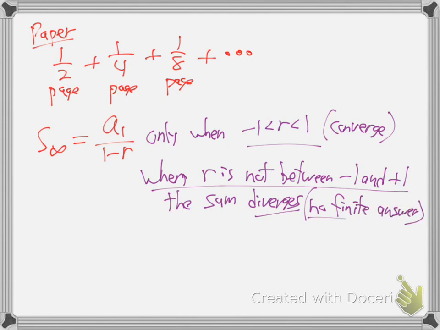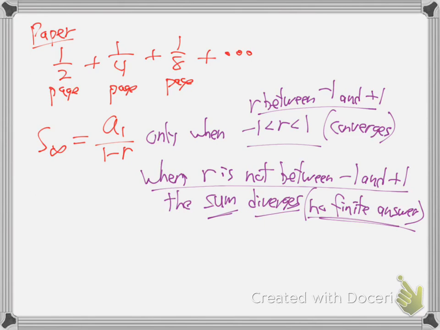So this is a tricky formula. It's not hard to use, but you've got to remember to only use it when R is between -1 and +1. So if our answer falls in between -1 and +1, it converges. Converges means has a finite answer. But if R is not between -1 and +1, then the sum diverges. No finite answer.